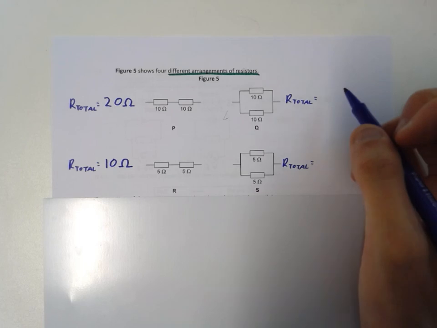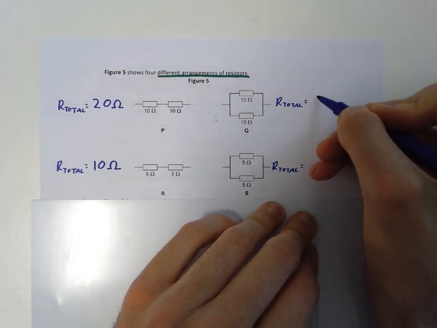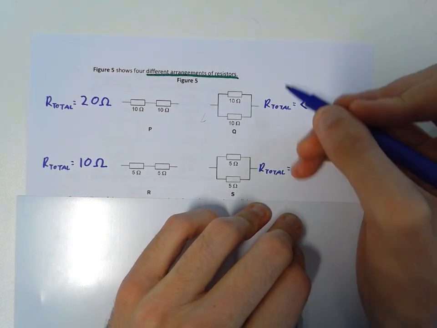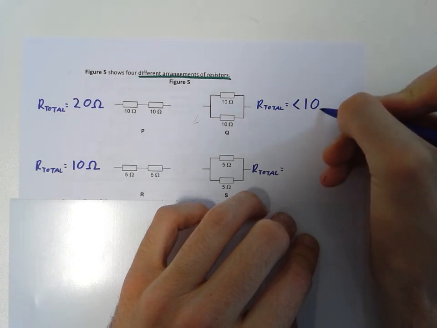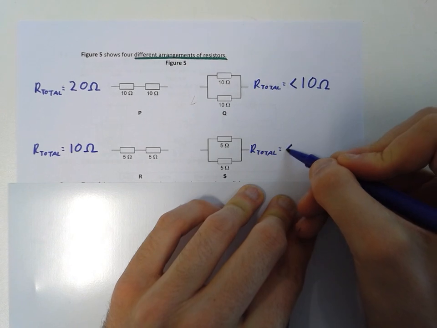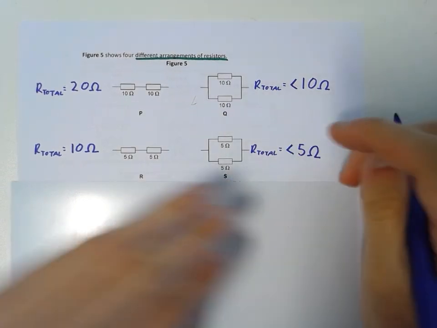With our parallel circuits, we don't find an exact value. For our parallel circuits, we say the total resistance is less than, and then we say the value of the smallest resistor. Now here they're both the same, so we say less than 10 ohms. And here we would say the total resistance would be less than 5 ohms. Okay, let's have a look at our question.